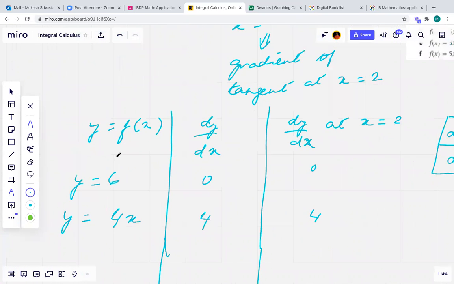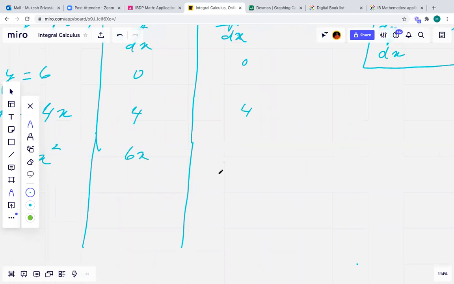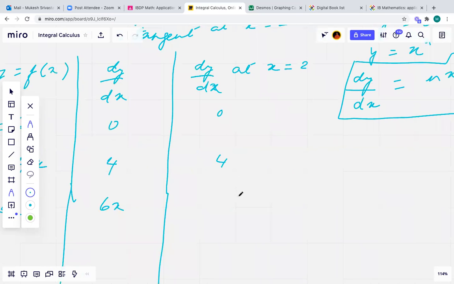Now when y is 3x square, dy by dx is 6x. So this is also 6x. At x equal to 2, it will be how much? 6 into 2, 12. Correct.